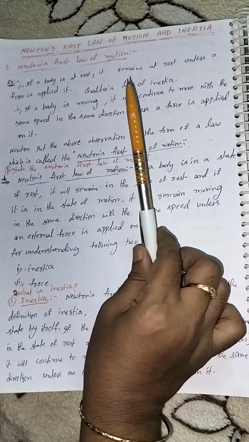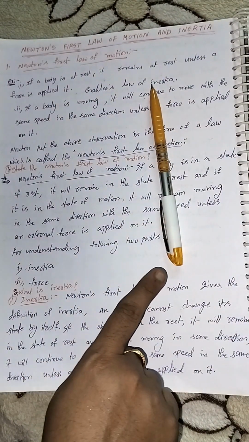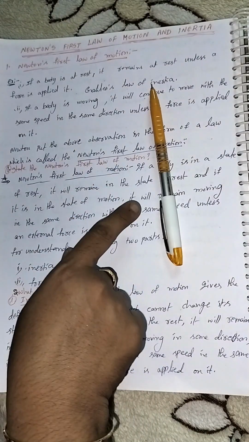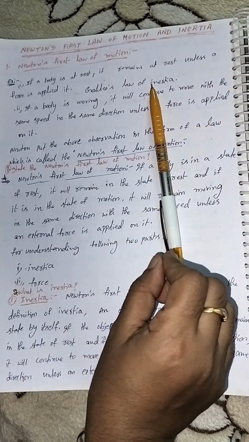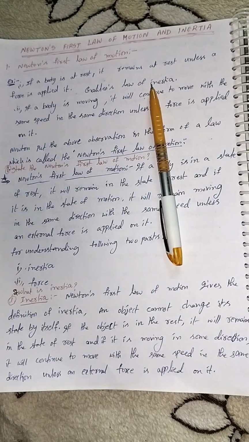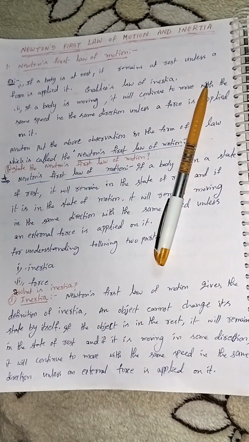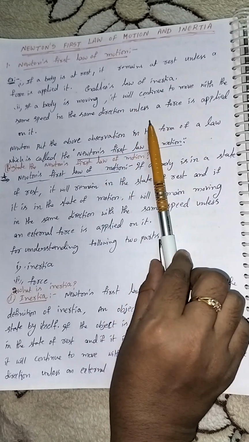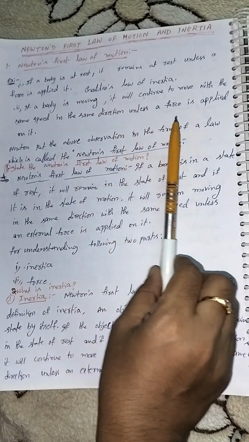For example, I keep this pen. So this is a body. It is at rest. It remains at rest unless a force is applied. If I am not using force, the position of the pen is not changed. If I use force, the direction is changed. So if a body is at rest, it remains at rest unless a force is applied to it.